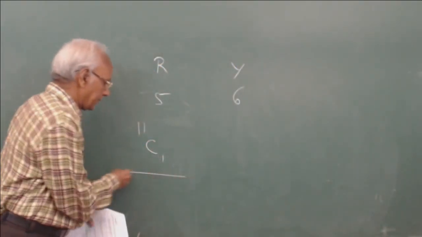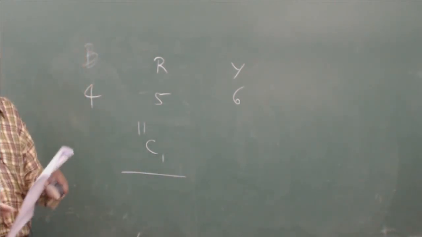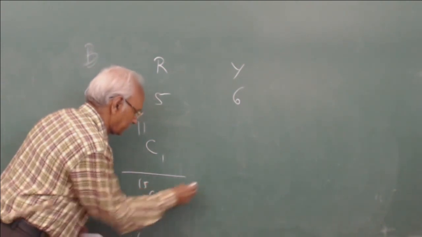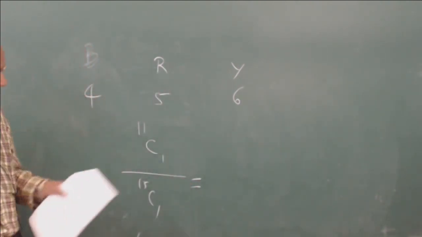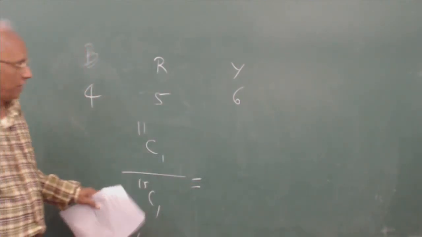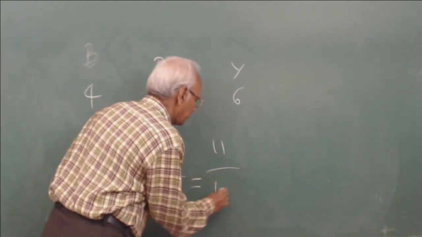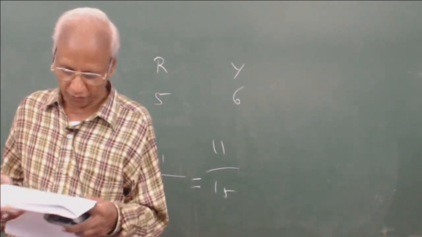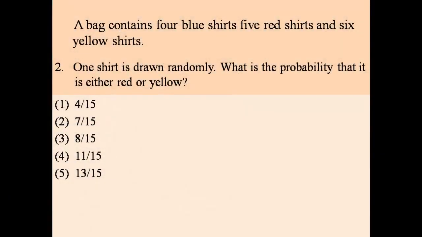That is in the numerator. The denominator is very simple. All the possible shirts are 15, out of which one shirt, so 15C1. This is an easier calculation than the earlier question. 11C1 divided by 15C1. 11C1 is simply 11, and 15C1 is simply 15. So the correct answer is 11 by 15. That is option 4. So it's a much easier question than the earlier one, but the principle is the same.